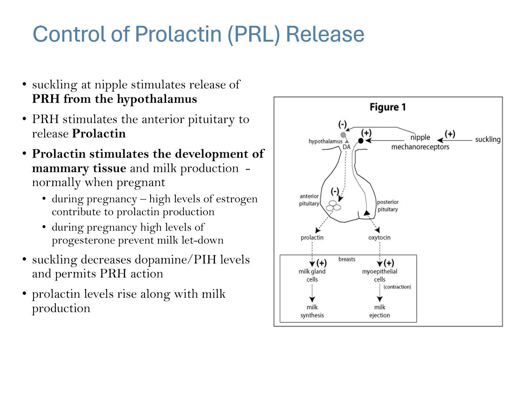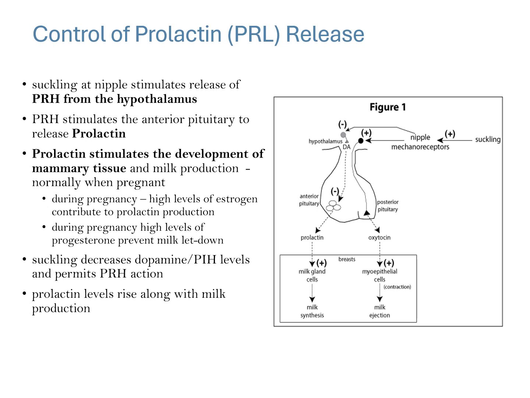During pregnancy, there are high enough levels of estrogen. This actually contributes to prolactin production. And during pregnancy, high levels of progesterone prevent milk letdown. So there's kind of a permissive effect between estrogen and prolactin during pregnancy, and there's an antagonistic effect between progesterone and prolactin.